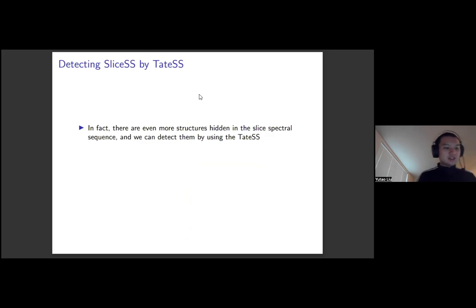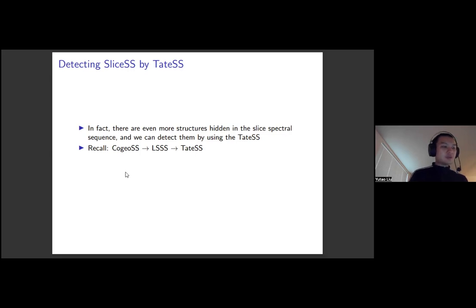So one way to study different regions in the slice spectral sequence is to apply the Tate spectral sequence. In fact, there are lots of structures hidden behind the slice spectral sequence, and we can use the Tate to detect them. So recall that when we construct the cogeometric and also the localized slice towers, we apply the top right element in the Tate diagram, and also take the vertical fiber, which means we have a cofiber sequence among the towers, which implies the following sequence among different spectral sequences.